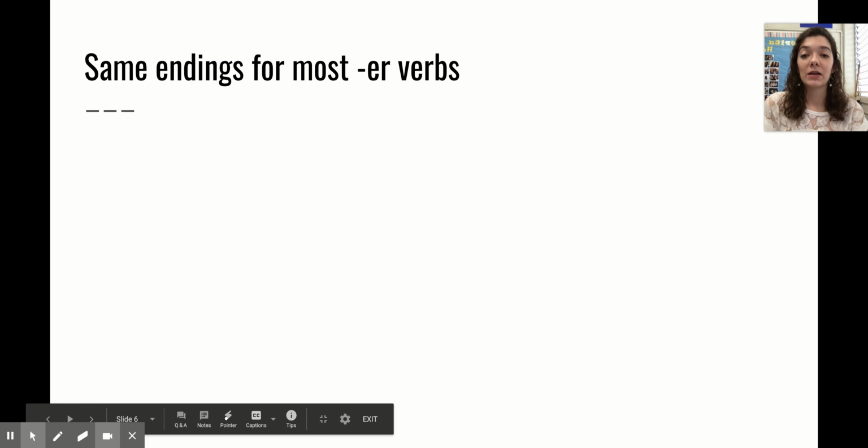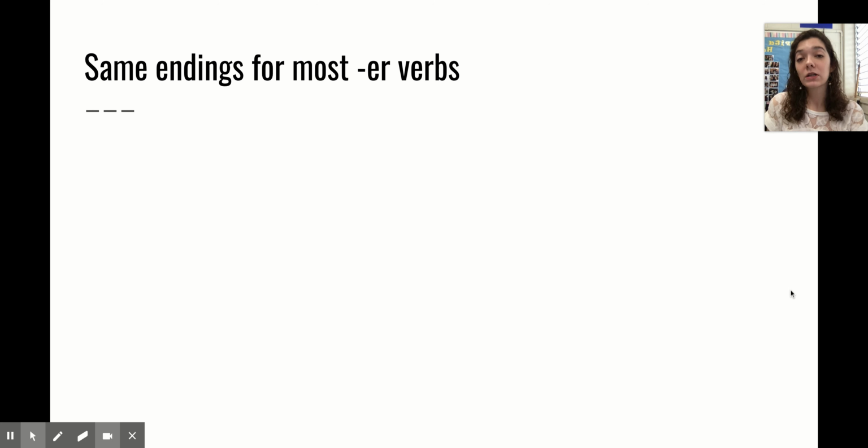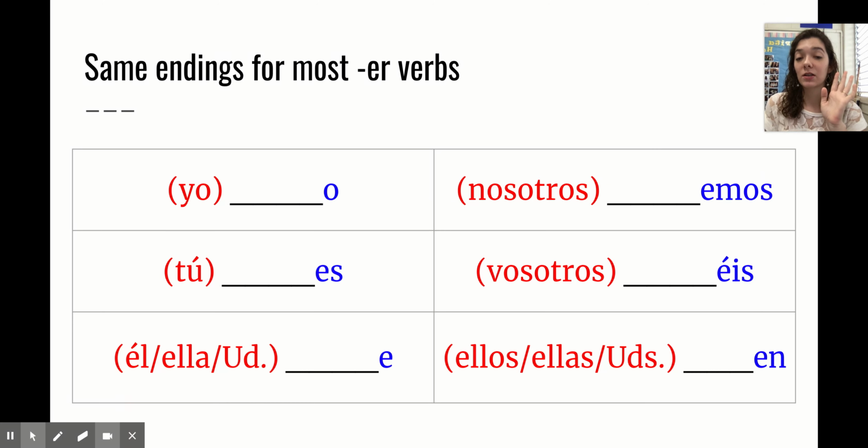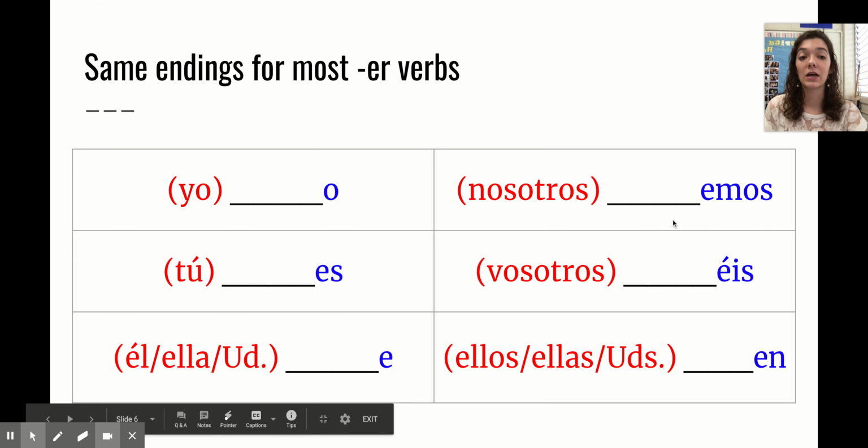All right, same endings for most ER verbs. So you already wrote this down, but this is just the endings, okay? So if you are somebody who wants to know what the endings are and you don't want to have to keep looking back at comer, these are just your endings. So for most ER verbs, not all, but most, they end with o, es, e, emos, éis, en. Those are your ER endings.